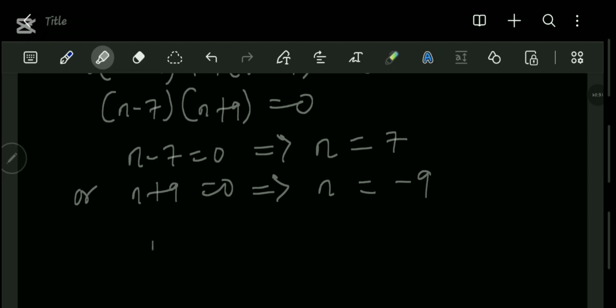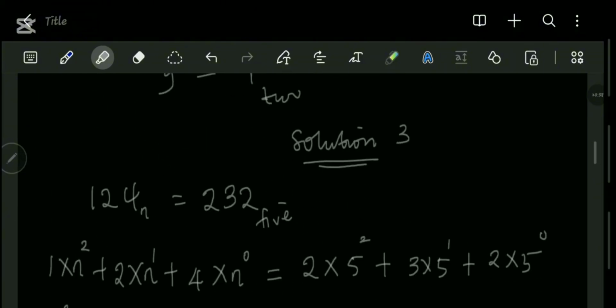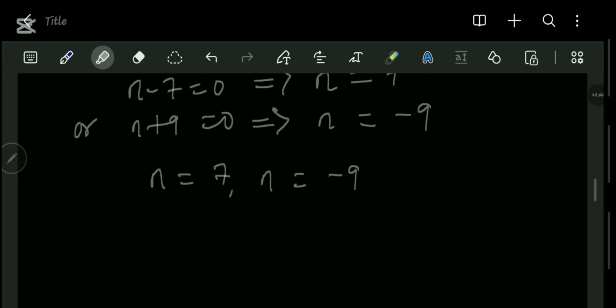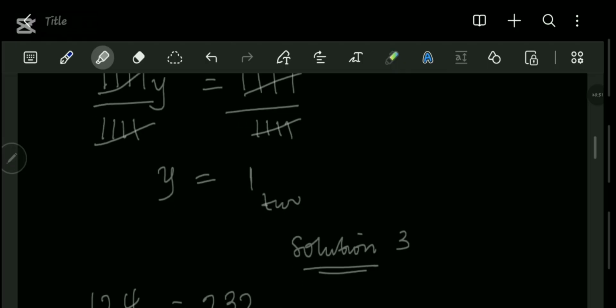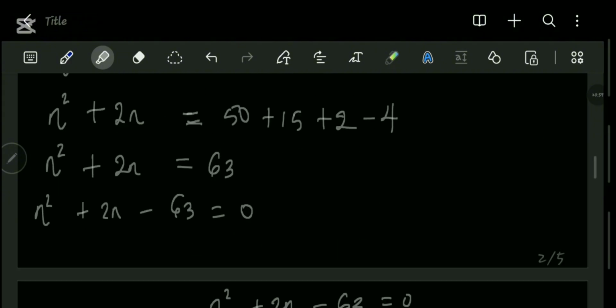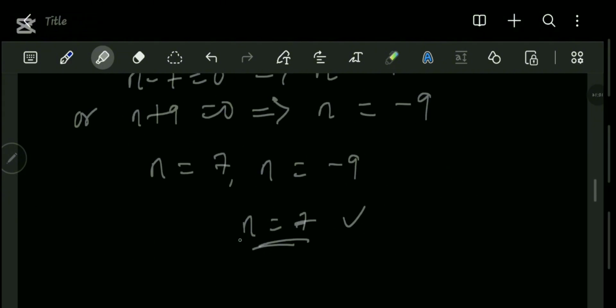So it means that the values we are getting are n equal to 7 and n equal to minus 9. But we know that since this n is a base, a base cannot be in a negative form, right? So we are picking the positive value of n. So we have that n is equal to 7. We can't pick minus 9 because this is a base, and a base cannot be negative, right? This is a base too, and it doesn't have to be in a negative form. So we pick the positive value of n, which is 7.